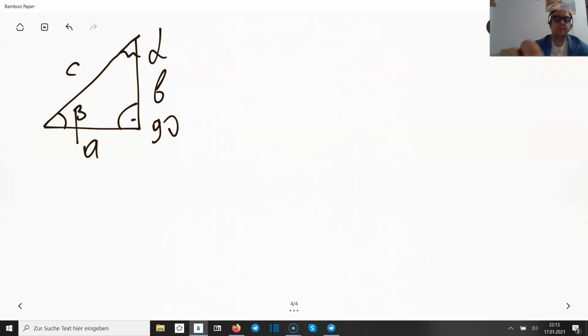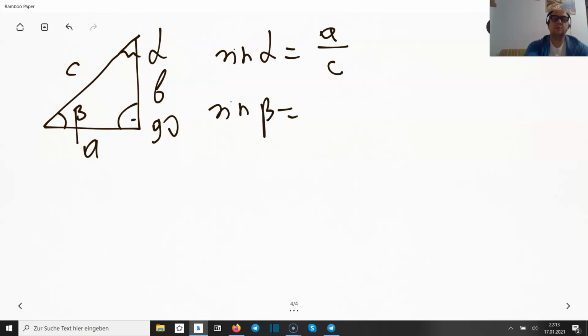This is alpha. And, well, what is the sine of alpha? The sine of alpha is equal to A divided by the longest side, which is C. The sine of beta is B, opposite, divided by the longest side C.